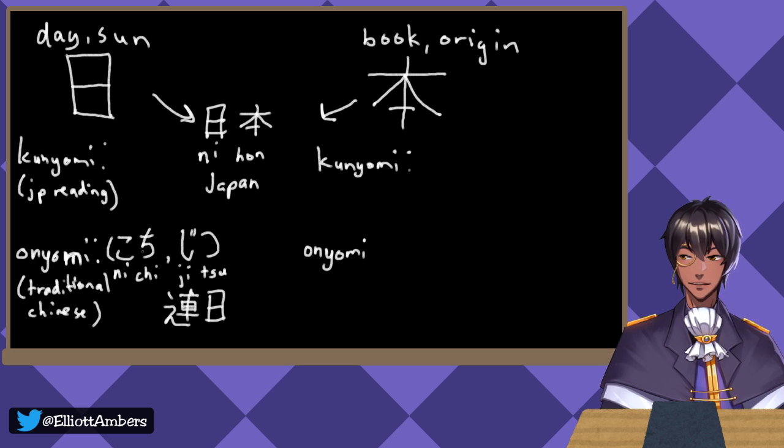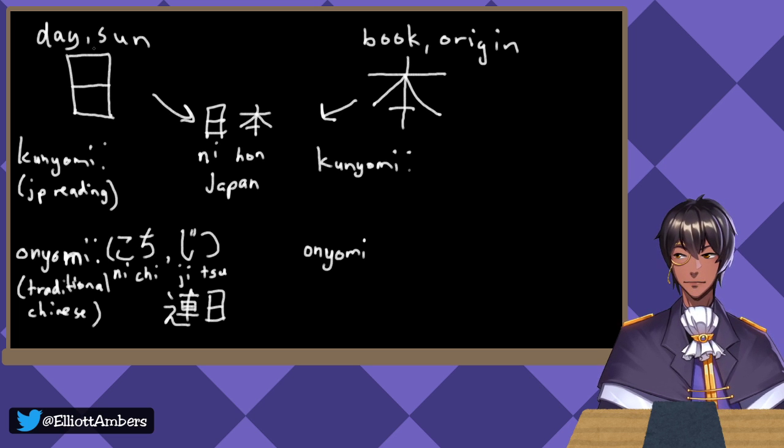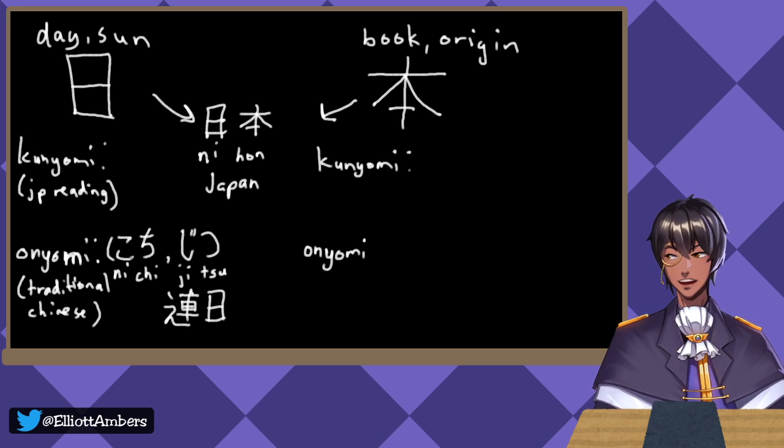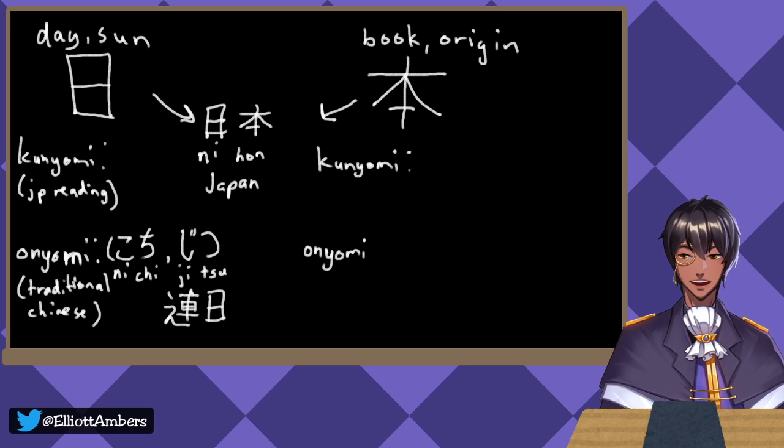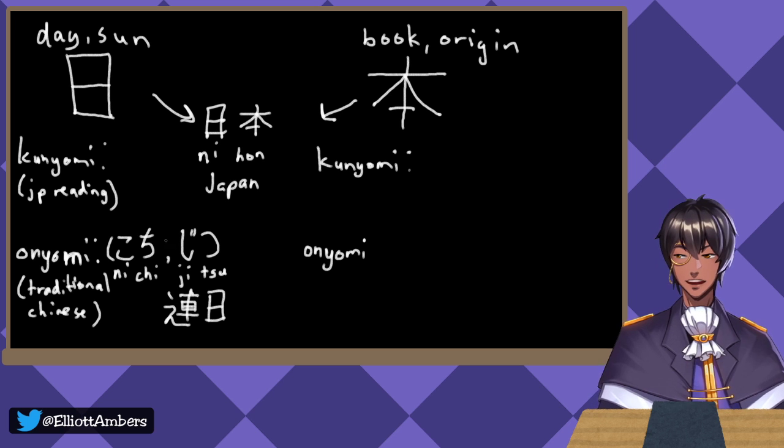So the original Chinese reading for sun or day had two different readings, and again, that's context-based. When you study kanji, you'll see patterns in where certain readings come up, and the more you delve into the material, the more you'll start to notice those patterns.